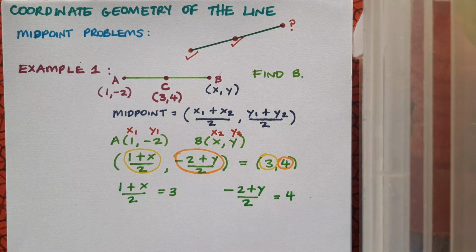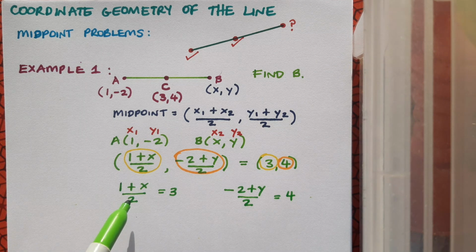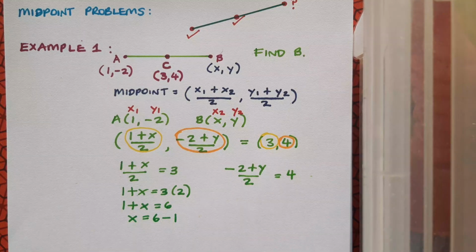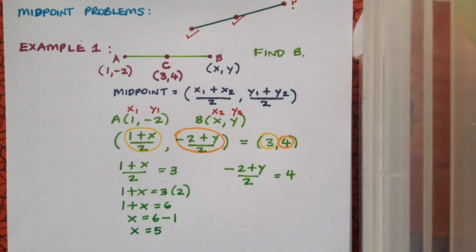So I want to get the x by itself. The first thing that I need to do is bring that 2 up from the bottom across the equal sign. It's dividing here, so it'll multiply when it goes across. That gives me 1 plus x equals 6. And then I'll just take the 1 away and I have x equals 5.